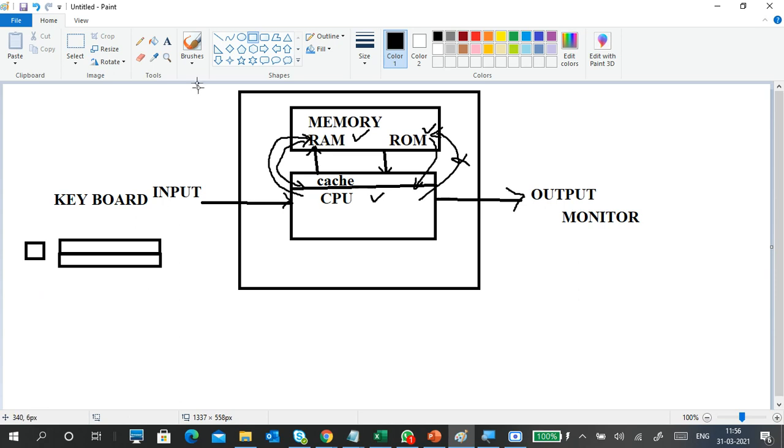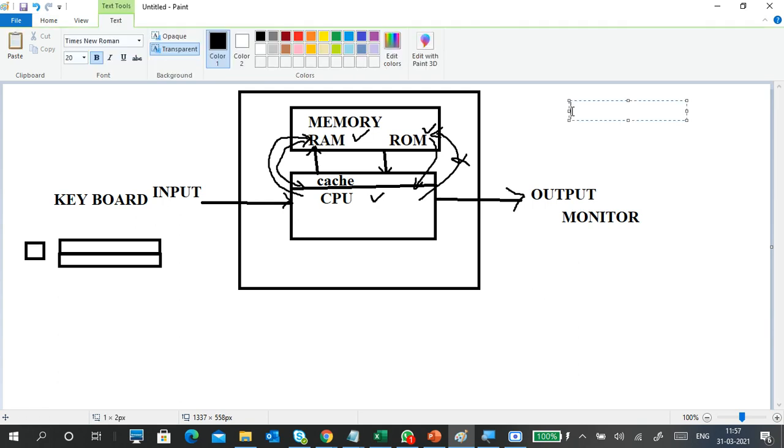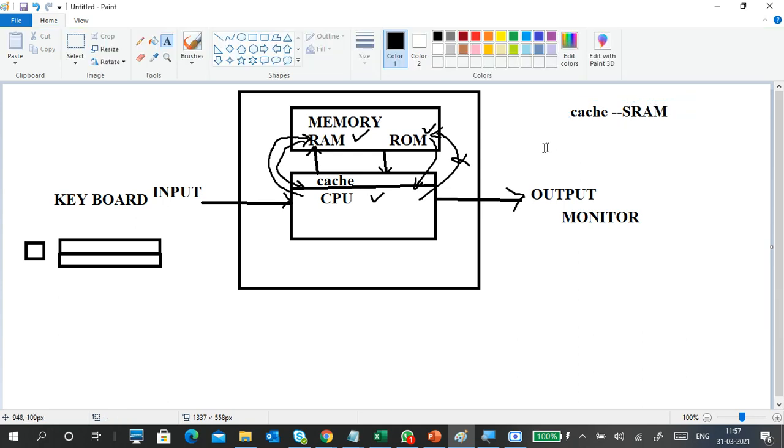What is this cache memory? Cache is nothing but SRAM. The cache memory, we can spell it cache memory, is nothing but SRAM. The technology used is SRAM technology only. It's a very temporary memory. It won't store data for much time. When our system is down, cache memory will be cleared. What will this cache memory do?